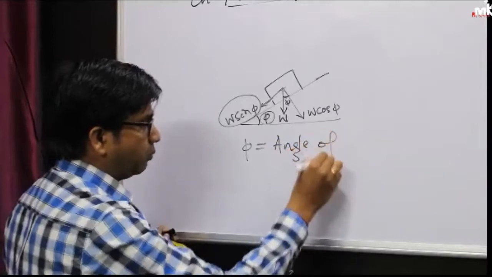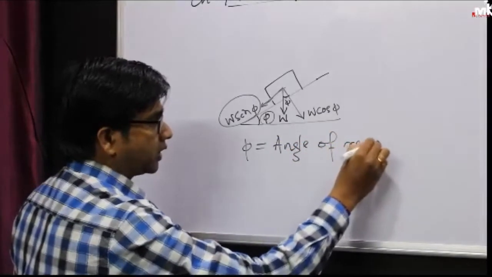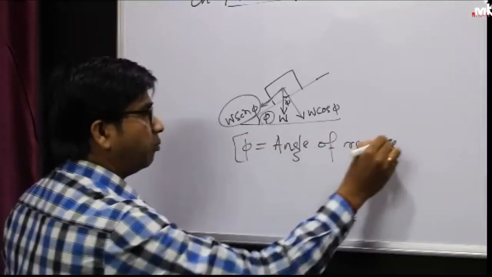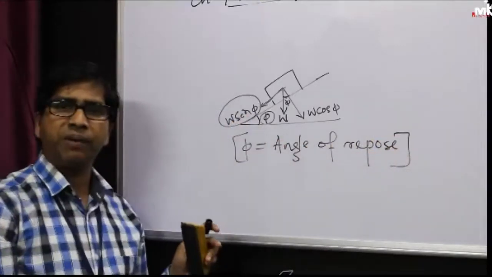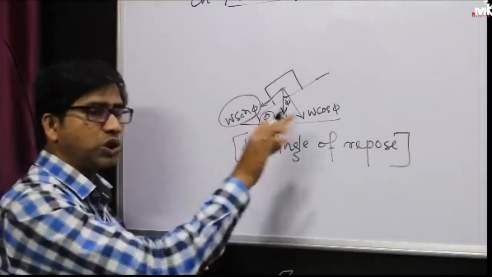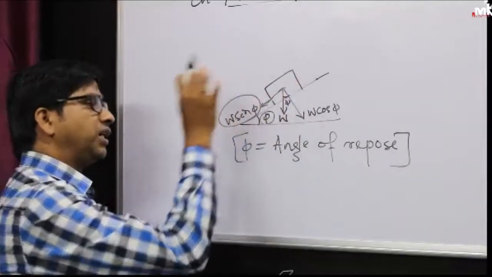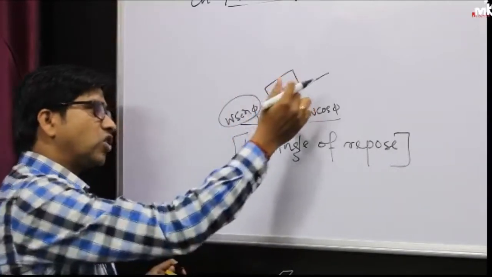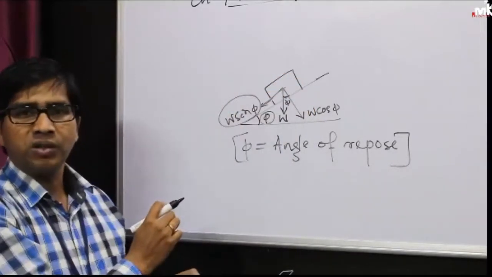Angle of repose. So remember, this angle of repose means the minimum angle made by an inclined plane with horizontal, such that a body, if it is placed over it, it will just slip down because of its own weight.